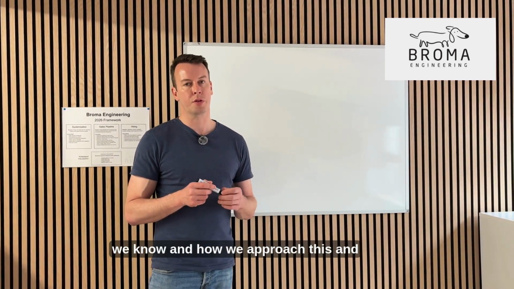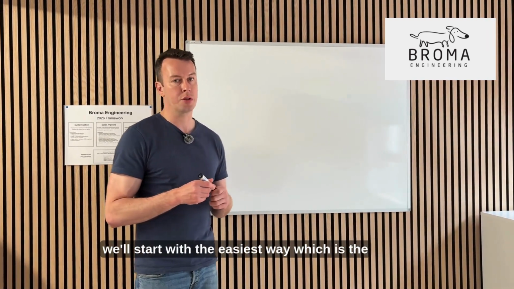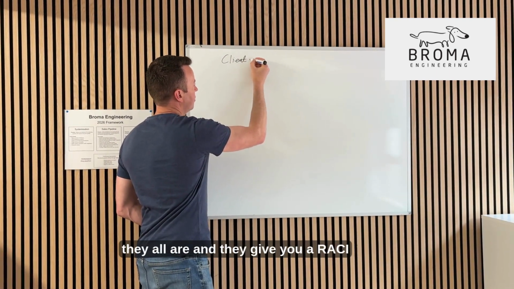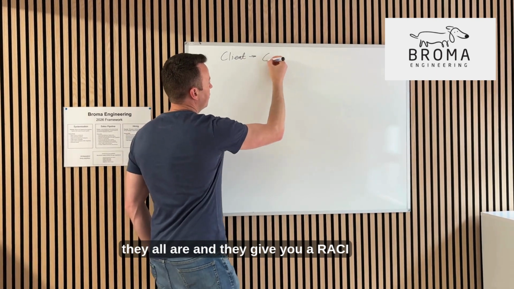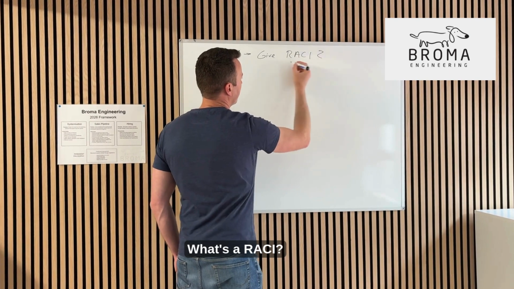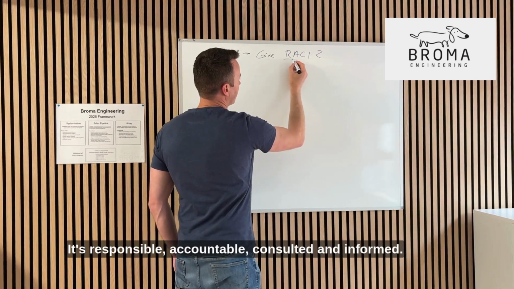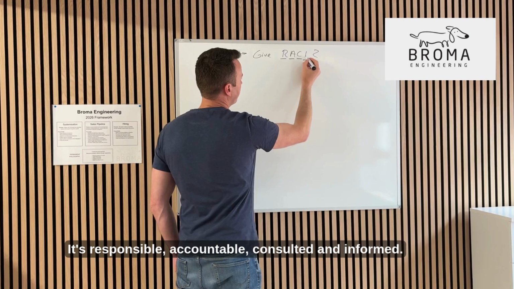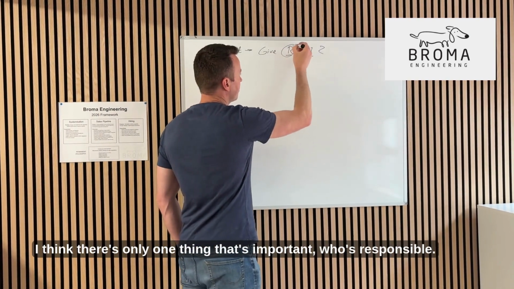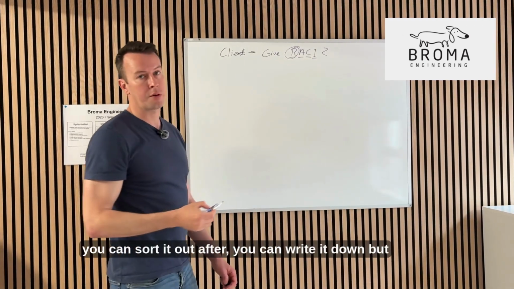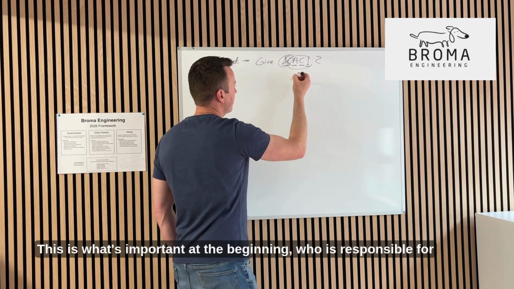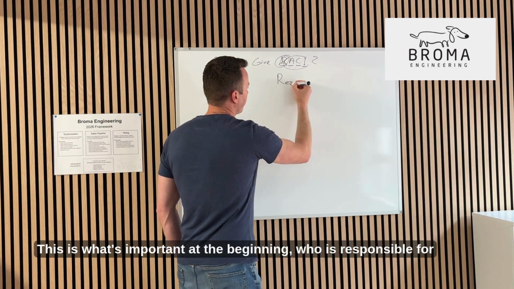and how we approach this, and we'll start with the easiest way, which is the client are established, the hyperscalers, they all are, and they give you a RACI. What's a RACI? It's responsible, accountable, consulted, and informed. I don't really like this, to be honest. I think there's only one thing that's important: who's responsible. The rest, fine, you can sort it out after. You can write it down, but I wouldn't be getting hung up on these. This is what's important at the beginning: who is responsible for the action.